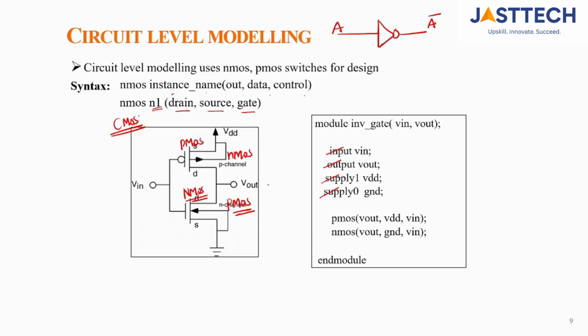For PMOS, what is the output? V out is the output. And what is the source? VDD. And what is the input? V in. For NMOS also, V out is the output, ground is the source, and V in is the control pin. End module.